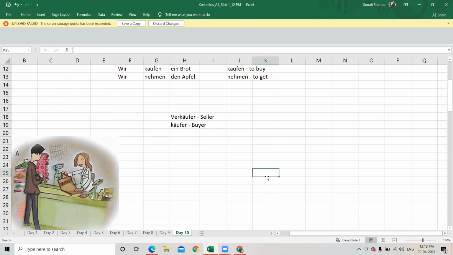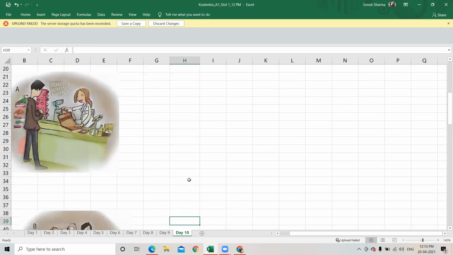So one we have a buyer and one we have a seller. So for conversations, I will be just writing V and K. Okay, so this K is capital. This is a noun. Both have the same article, der. Der, I will be writing here now. Der Verkäufer, der Käufer. A buyer and a seller.